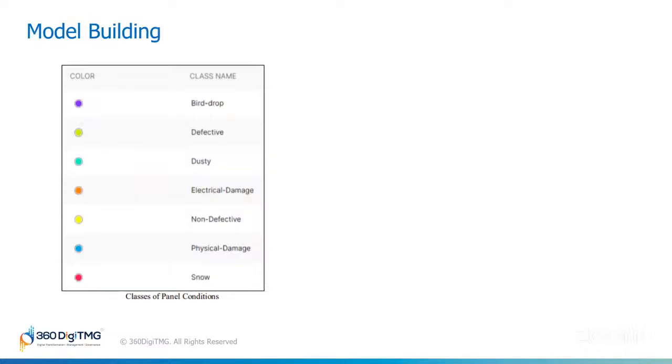Next, let me see what all the classes are that we used in this project. In the solar panel, the client has mentioned different types of defects. They were facing bird drops, dust, electrical damage, physical damage, as well as snow. So let's go one by one. What are all these defects?